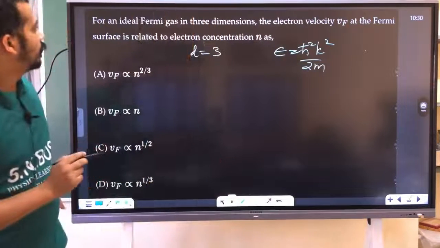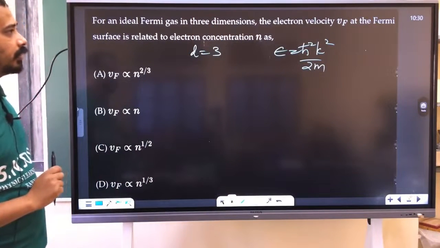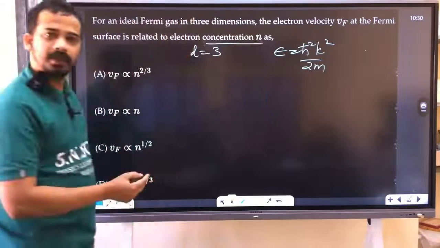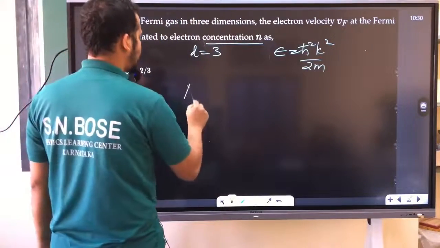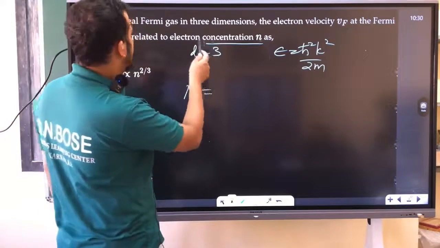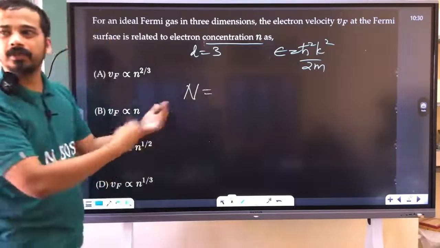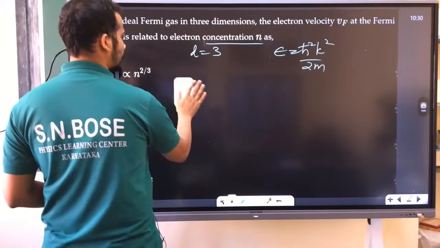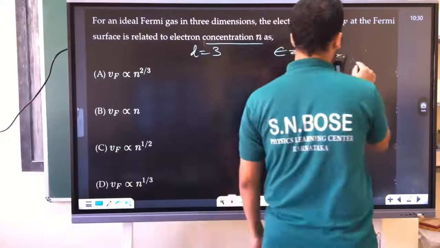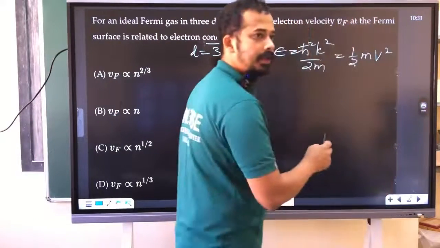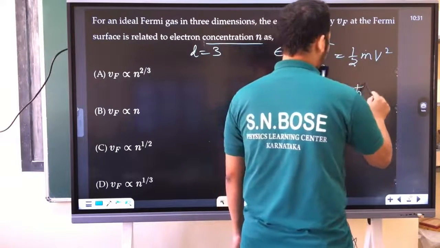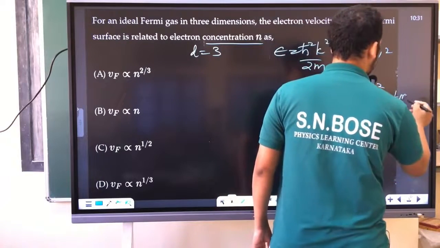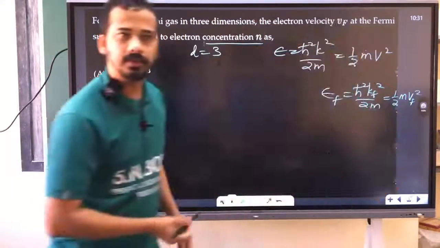For an ideal Fermi gas in 3 dimension, the electron velocity Vf at Fermi surface is related to concentration. He's talking about concentration, am I right? Then you can apply that idea. Dimension is equal to 3, n is equal to what? He said Fermi gas. Anyway, he's talking about proportionality here, isn't it? This is nothing but half mv square. Now EF is equal to h bar square kf square by 2m, that we write as half m vf square. Got my point?